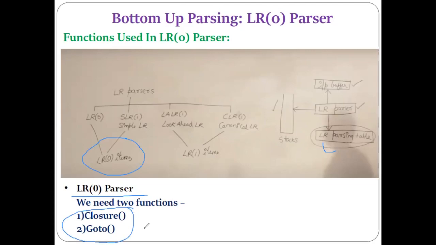Just like in predictive top-down parsing, we have seen we require two important functions to construct the parsing table. There, we utilized first and follow, and according to first and follow, we constructed the parsing table for the predictive parser. But in case of the LR0 parser, we have to utilize different functions. First is the closure function and second is the goto function. What exactly they are, we will see in the further section.